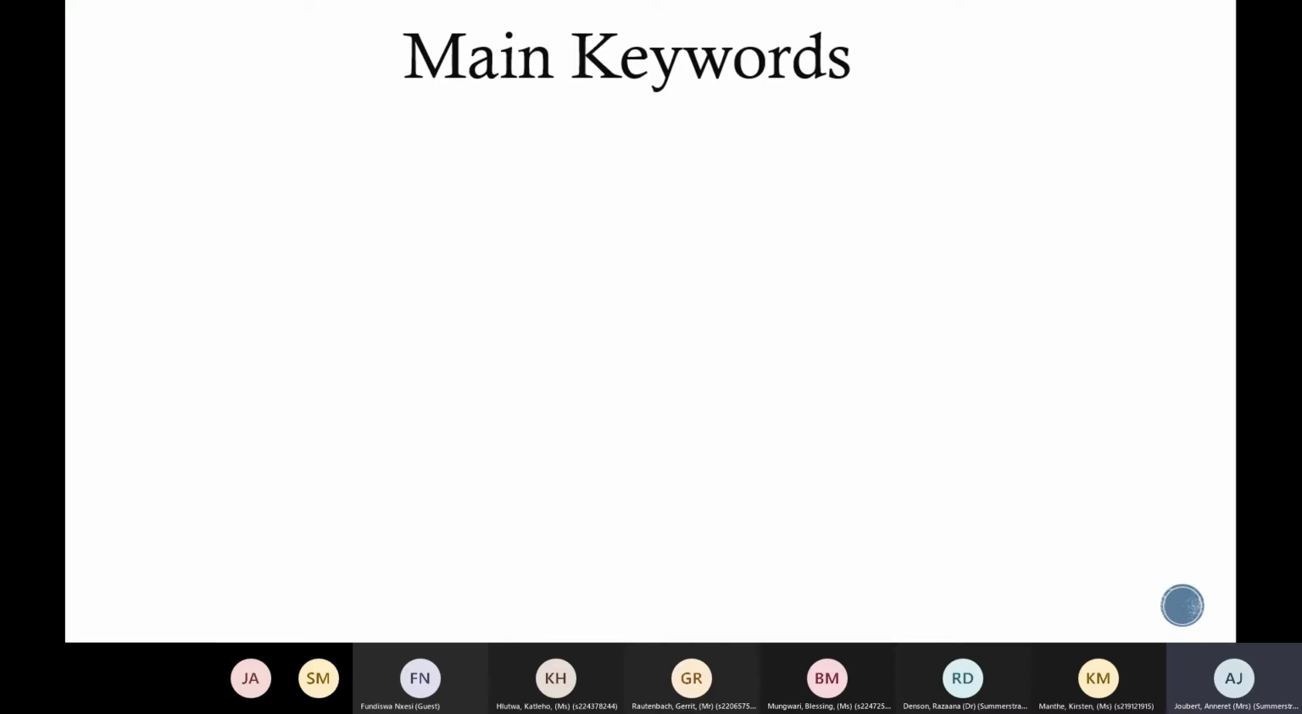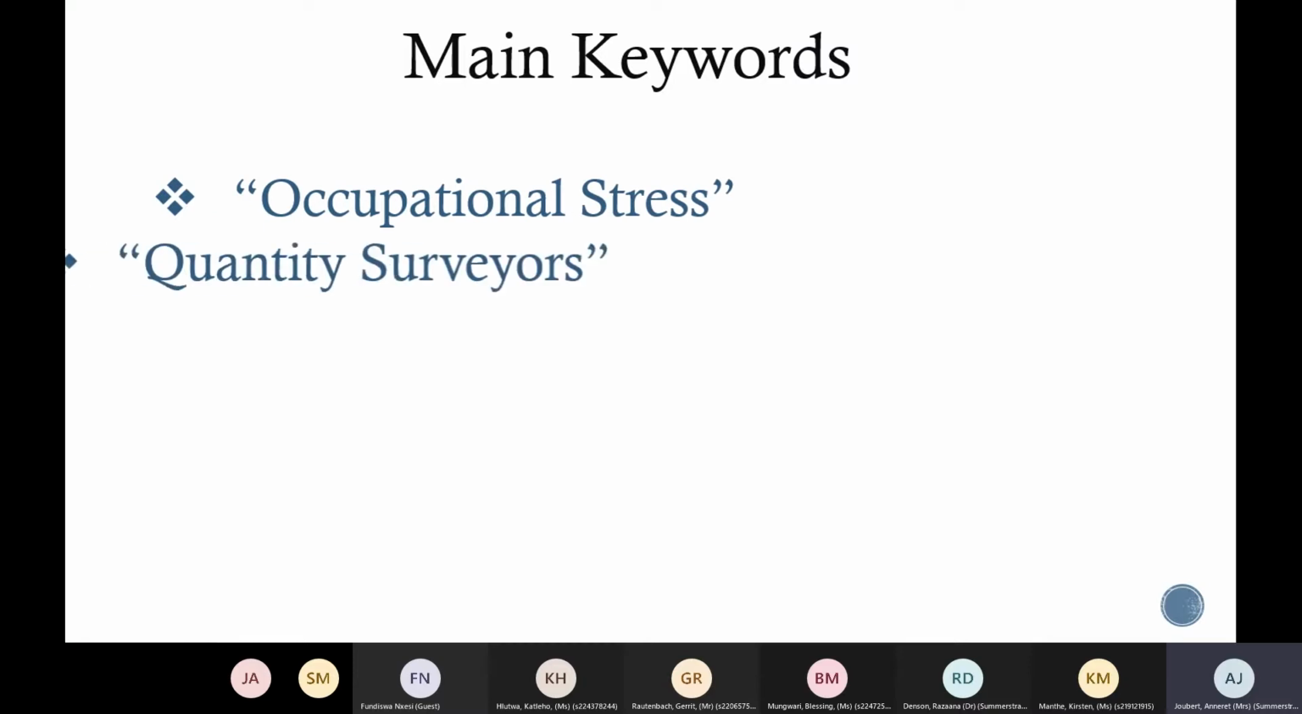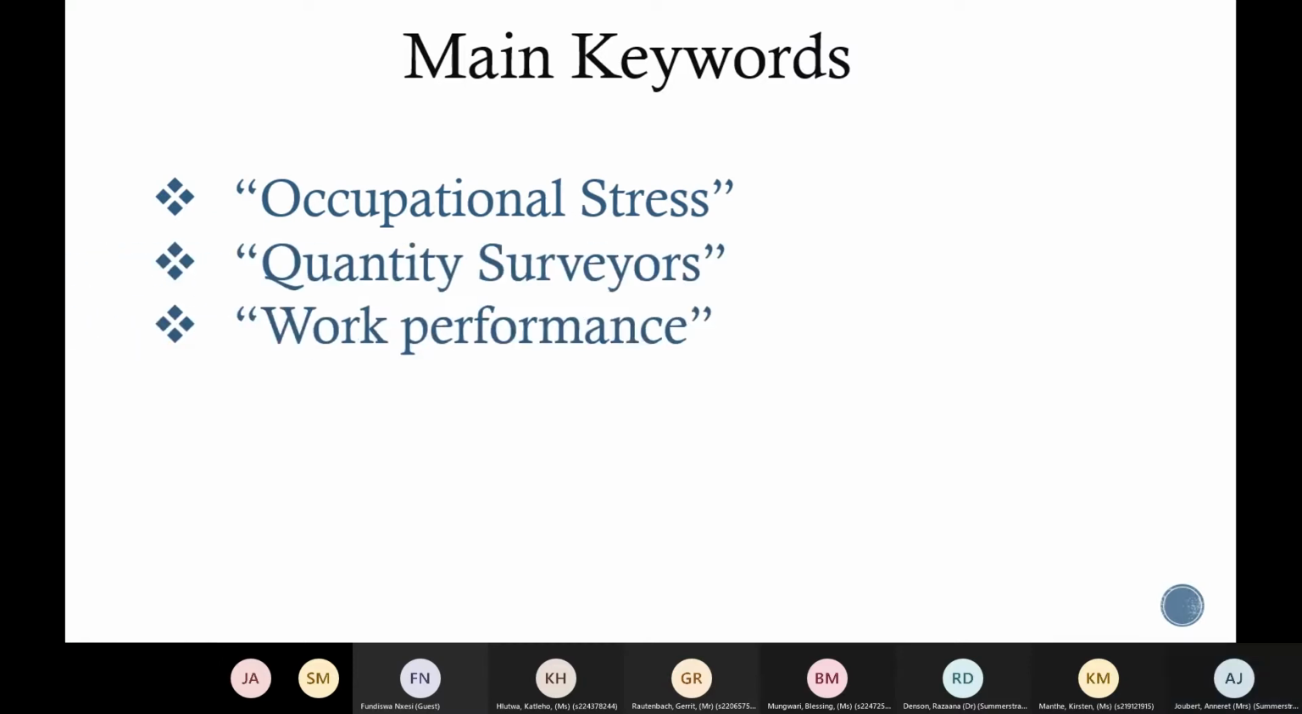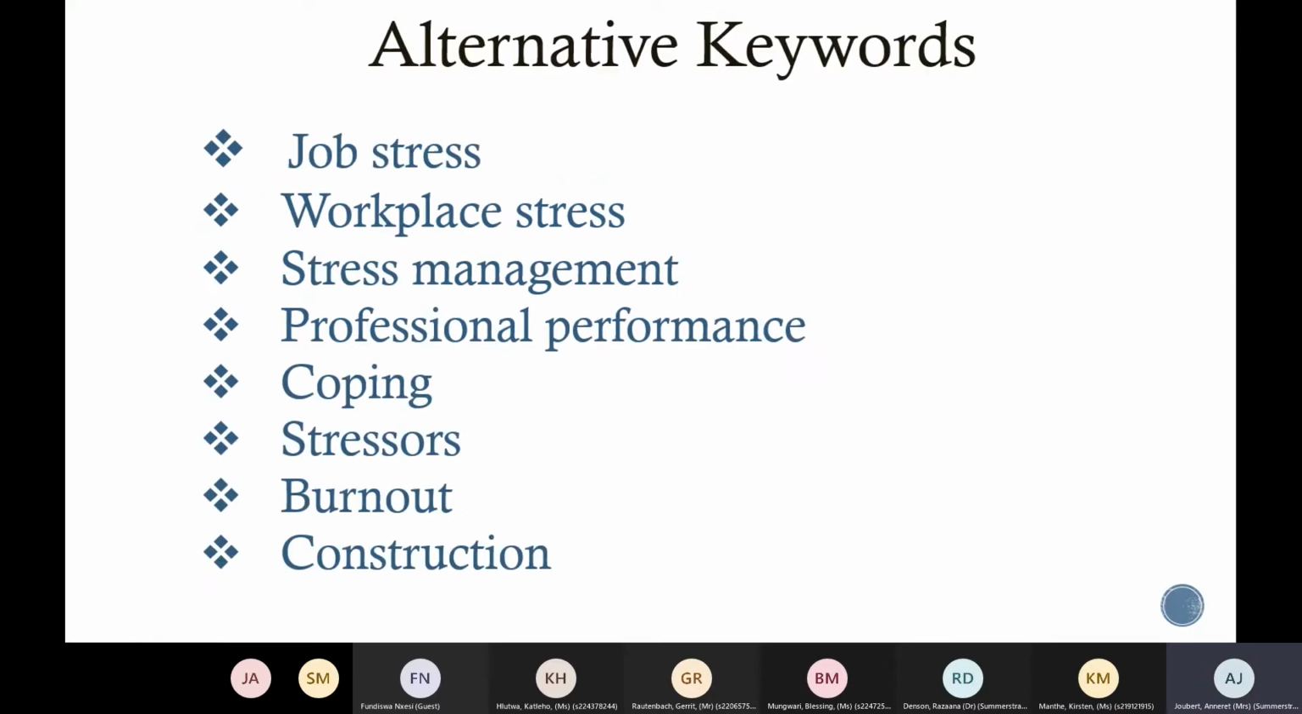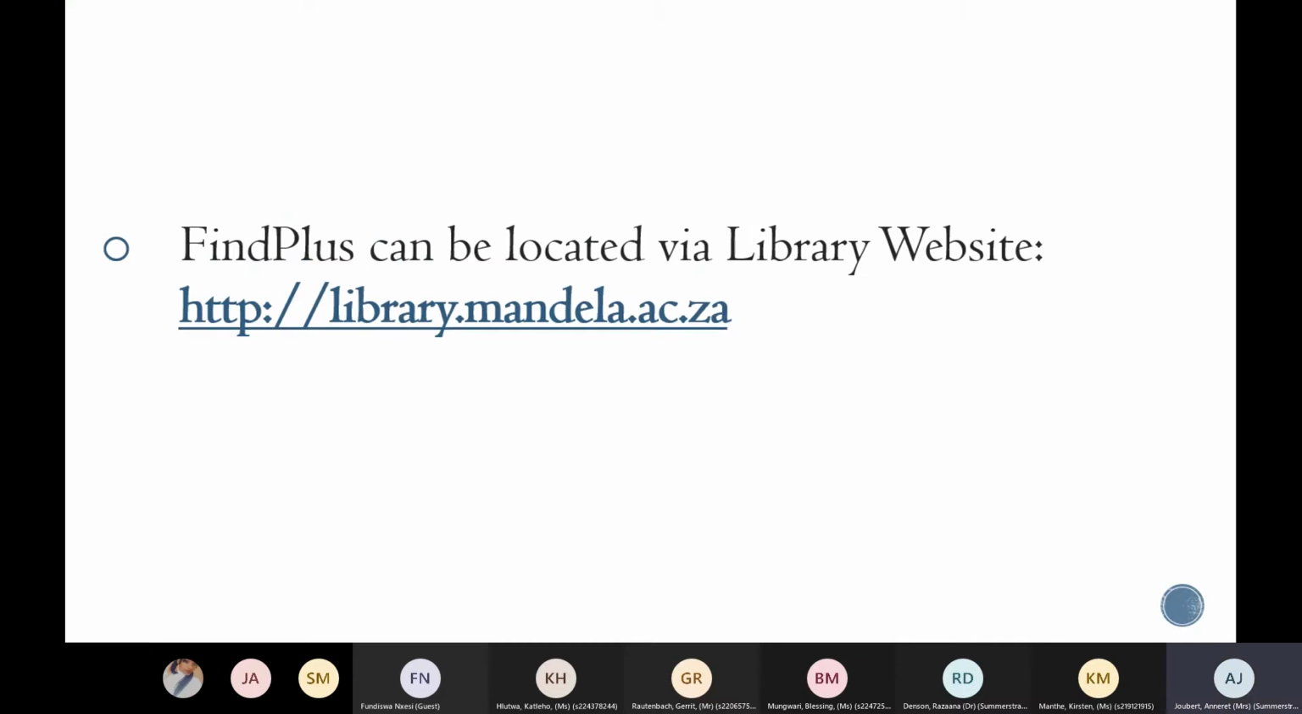You identify keywords. Then you write the keywords down on a piece of paper. I also added here work performance, and then you will go and find alternative keywords for this specific search, for the keywords that you already wrote down on your piece of paper. Go and find synonyms for the keywords and phrases. And then you use all of that in your search when you start with your search.